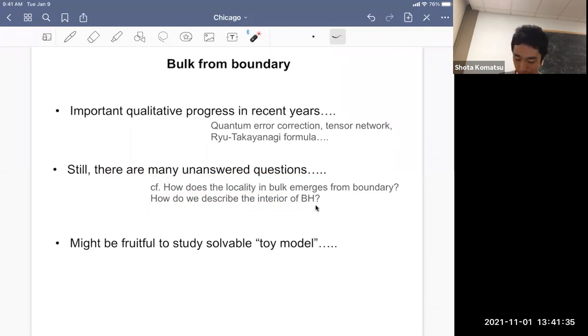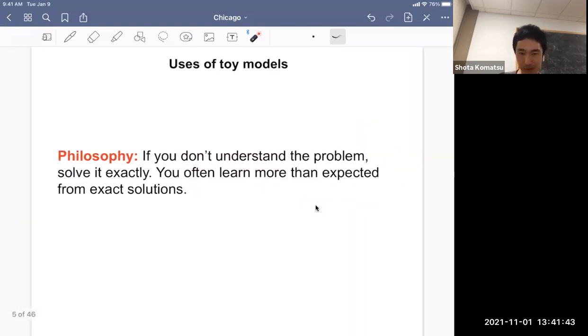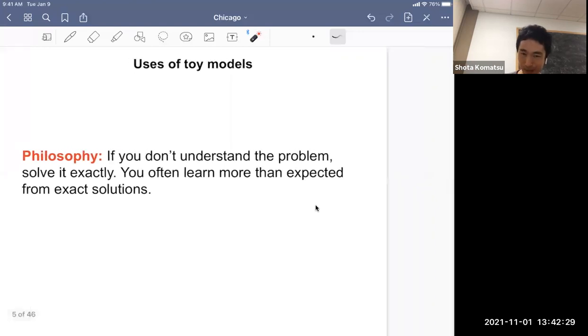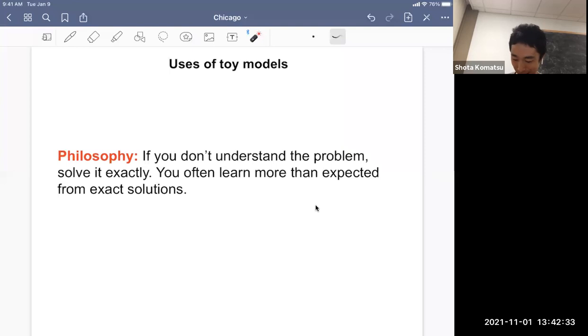Given that there are many unanswered questions, it might be fruitful to study some solvable toy models. The philosophy, at least I would advocate, is that the core or the best part of physics is, I would say, a good approximation. If you really understand what kind of physics is going on, then you can come up with a nice approximation, and then you can study realistic systems using that approximation. But the philosophy here that I would advocate is that if you don't understand a problem, sometimes it's actually useful to solve it exactly. Once you have an exact solution, you can often learn more than expected. This might not be the most canonical way of thinking about toy models, but that's the way I think about them.